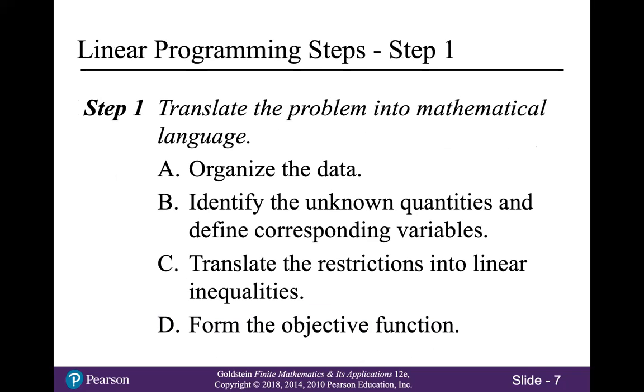All right, so now let's go over the steps of solving a linear programming problem, and then we will do another example. Step 1 is to translate the problem into mathematical language. That means organizing the data, identifying the unknown quantities, and defining corresponding variables. Translate the restrictions into linear inequalities. And finally, form the objective function.